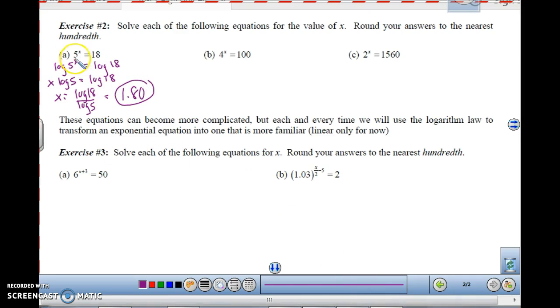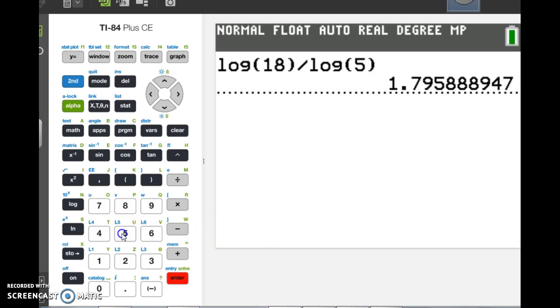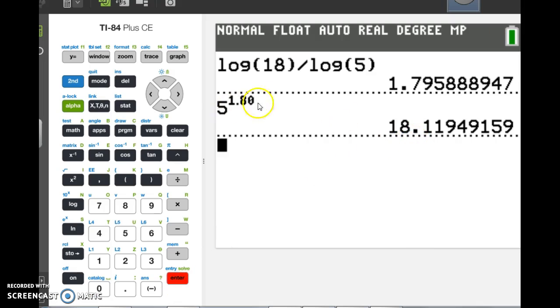Okay, so if I do 5 to the 1.80, it should be approximately 18. Let's see if it is. 5 raised to the 1.80. That's pretty close to 18. Now remember, we rounded this.